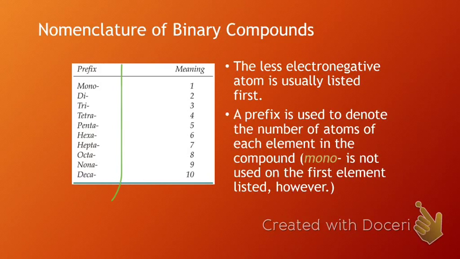The prefixes that you just have to memorize are mono for 1, di, tri, tetra, penta for 5, hexa, hepta, octa, nona, and deca. That's 1 through 10. Mono, di, tri, tetra, penta, hexa, hepta, octa, nona, and deca. So let's just do a couple of examples.